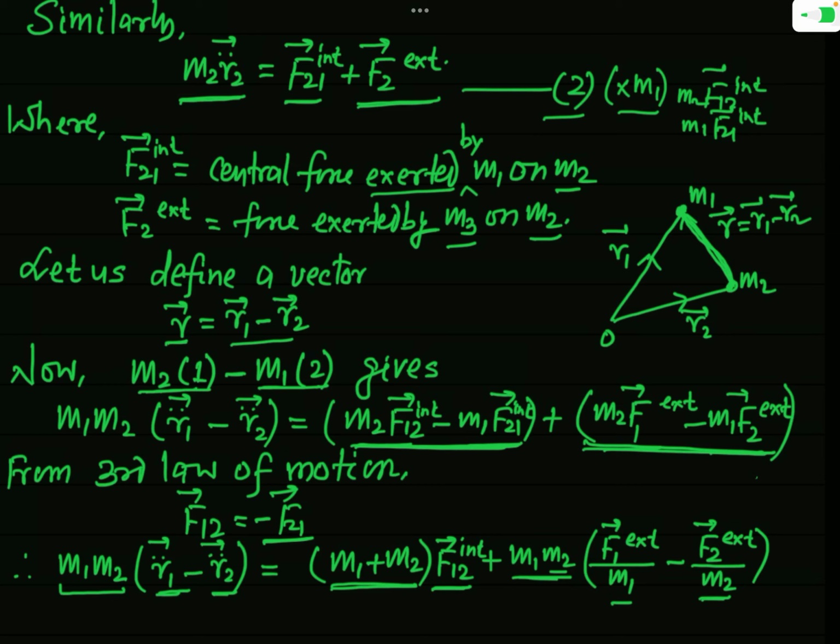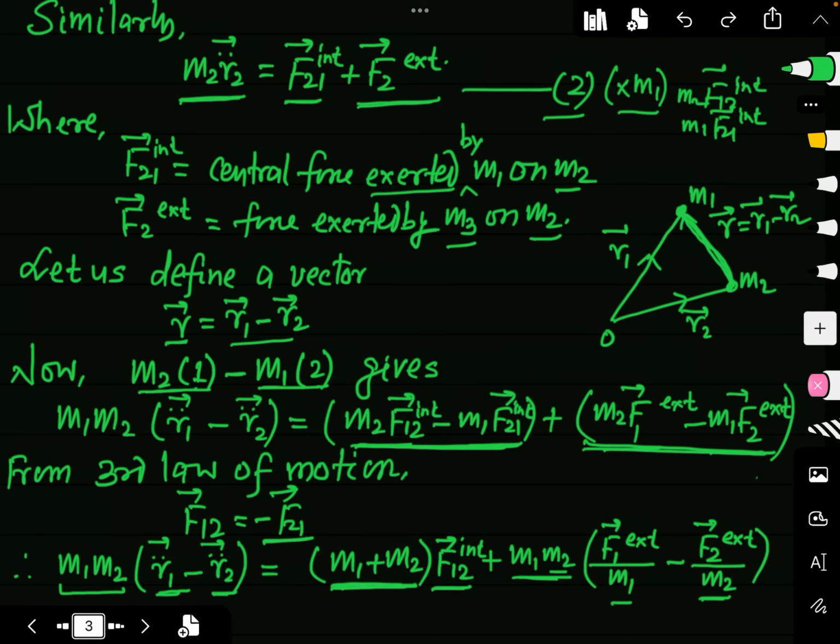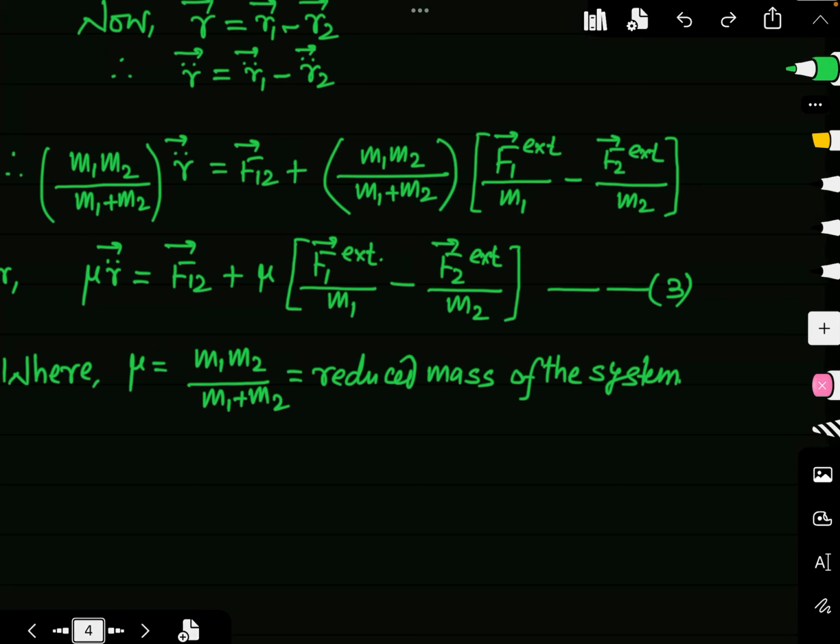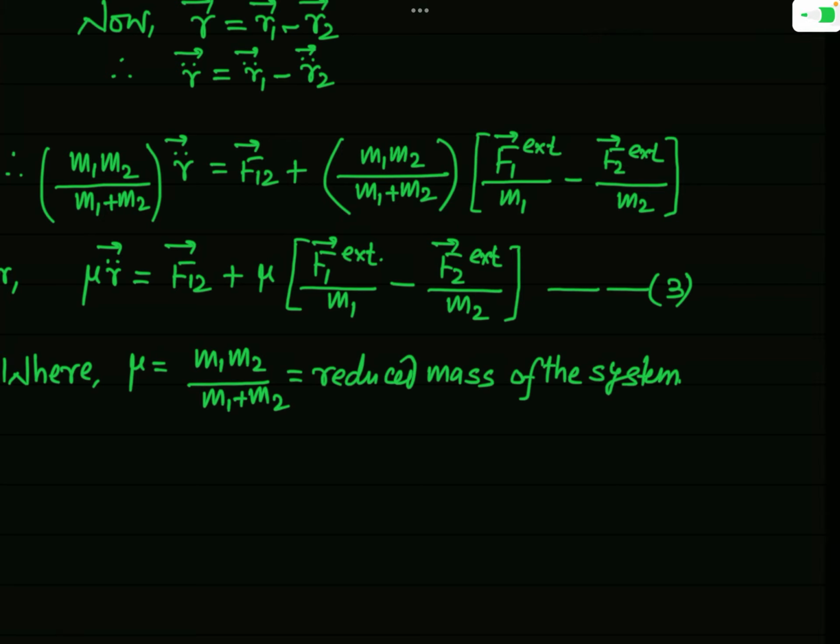Let us divide this equation on both sides by the factor m1 plus m2. In the LHS there will be m1 m2 divided by m1 plus m2. In the RHS, in the first term this m1 plus m2 will cancel out, and in the last term again there will be m1 m2 divided by m1 plus m2. This is very simple algebra. You have only to divide both sides of these equations by m1 plus m2.